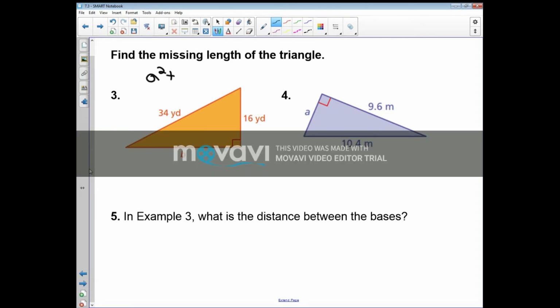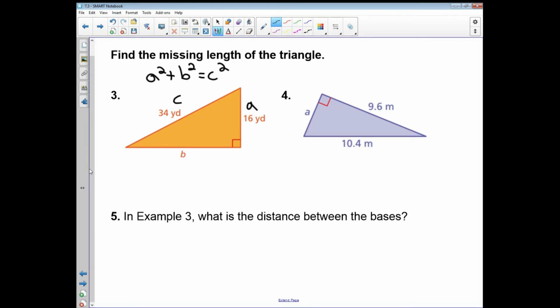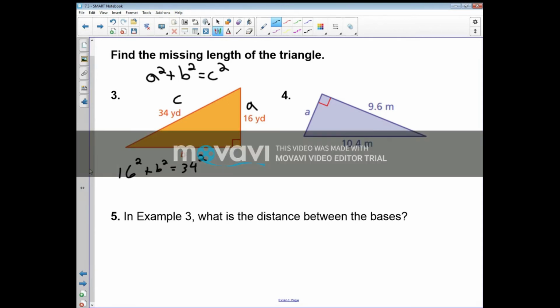But so we know A and we know C this time, okay? B is not labeled, so we're only going to use A and C for the numbers. So we're going to plug in 16 for A, and we're going to plug in 34 for C, and we're going to solve for B. So we're going to square both numbers. So you get 16 squared, which I have to check here and make sure I got that right before I write it down. Okay.